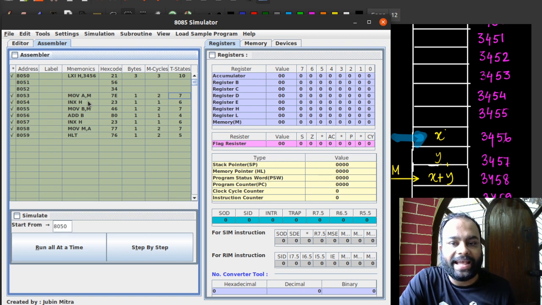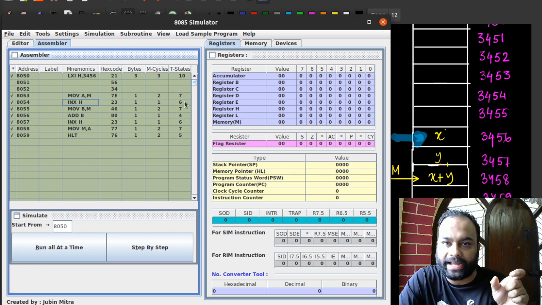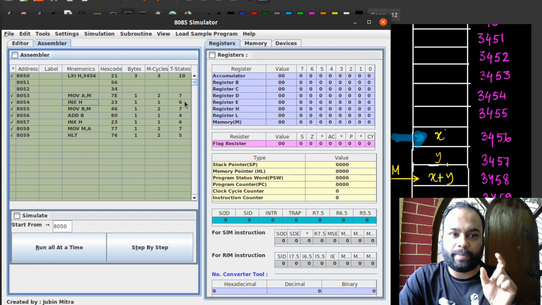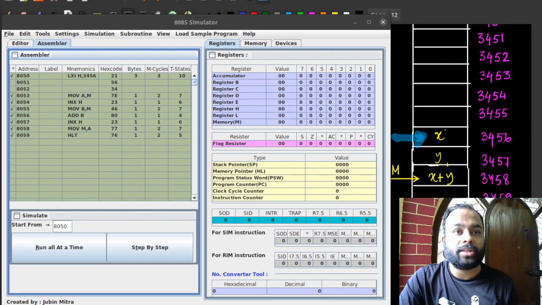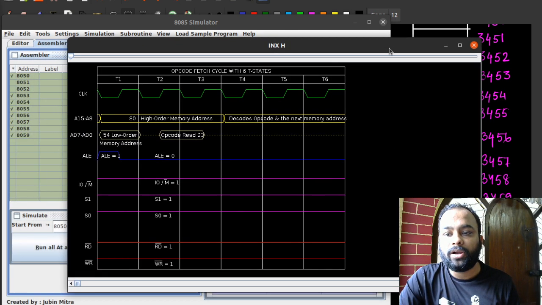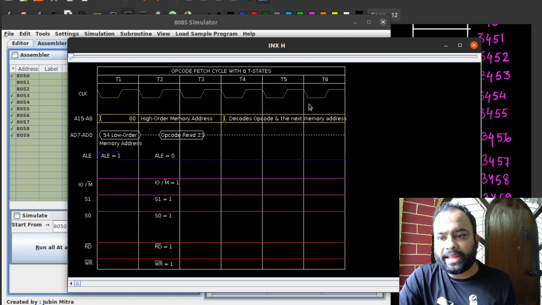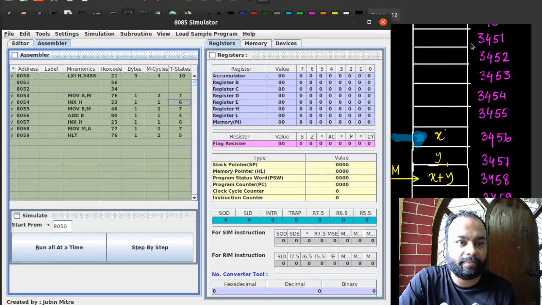Then I have INX H, and I told you earlier that INX H takes up 6 T states or 6 clock cycles. Each T state is basically a clock cycle. So INX H takes up 6 clock cycles because it's a special opcode fetch. This opcode fetch is very similar to the standard opcode fetch we know, at least up to the 4 clock cycles, and the rest is actually known to Intel only, right? So you understand this, right?